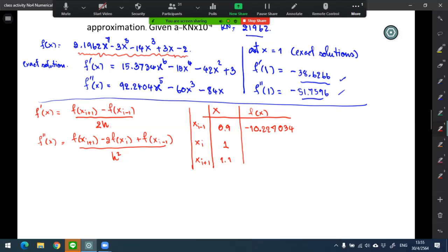Next, I would like to calculate 1.1. This is negative 17. 1.1, right? Yeah, 1.1 minus 17.885, 758.